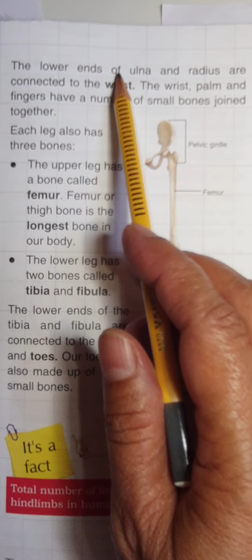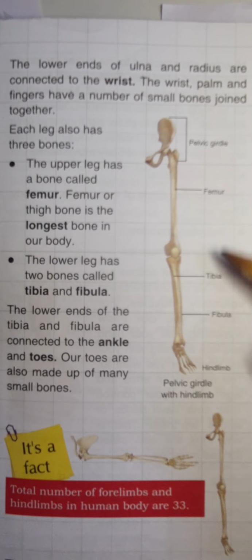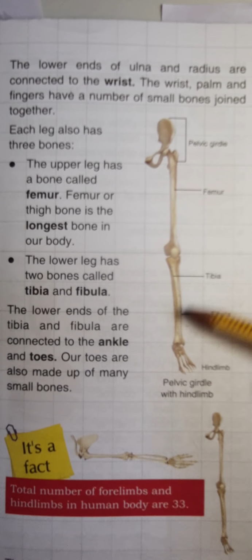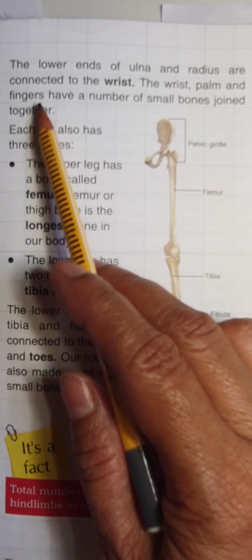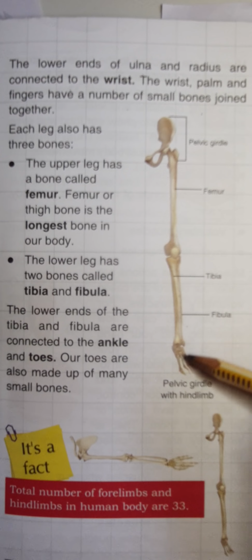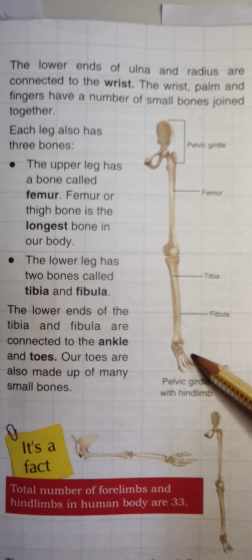Now, the lower ends of the ulna and radius are connected to the wrist. This is your wrist. The wrist, palm and fingers have a number of small bones joined together. There are so many small bones, they join together here.